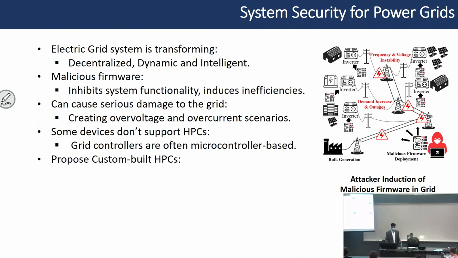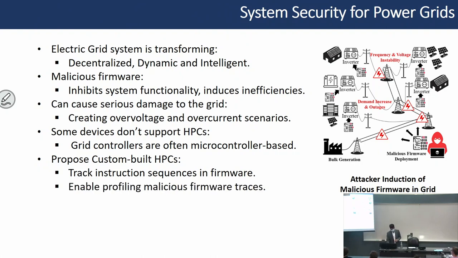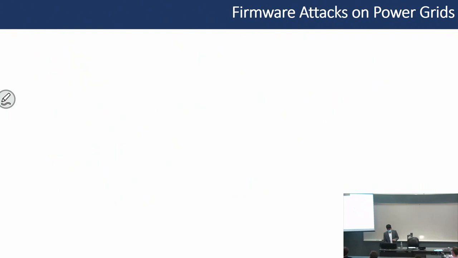So what we propose is custom-built HPCs. And again, we are talking with TI because most of these microcontrollers are TI-based. TI is just our next-door neighbors in Dallas. So what we're doing is we're proposing this design for security primitives. We're saying that, okay, you don't have HPCs, but can you modify the microcontroller with maybe, say, 0.5% hardware overhead? That will secure your microcontroller much more. So we track the instruction sequence in the firmware. We'll talk about this. And enable profiling malicious firmware.